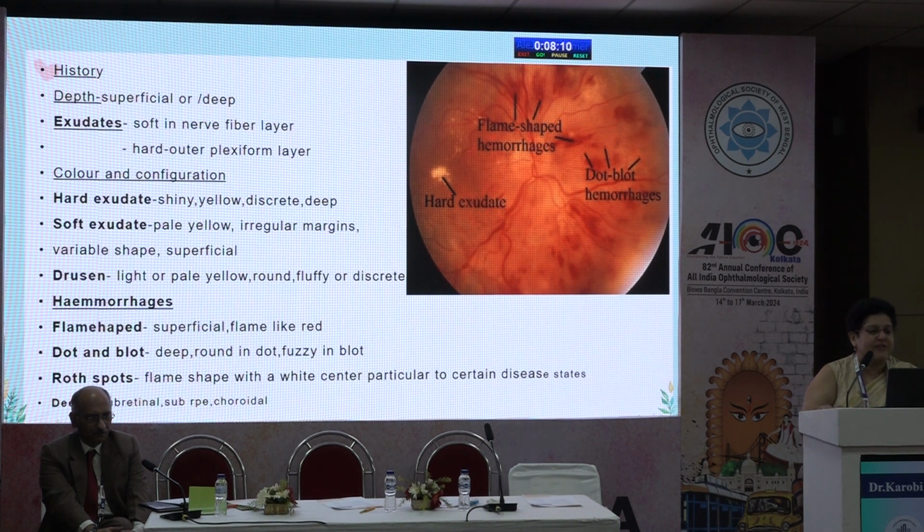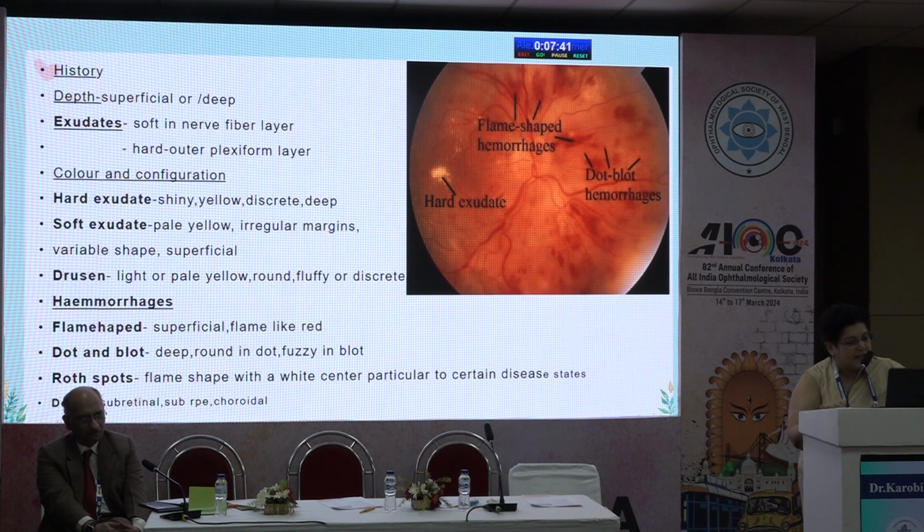If it is exudates, see whether it's a soft exudate, which is superficial in the nerve fiber layer, or in a deeper level, where it could be hard exudates in the outer plexiform layer. For color and configuration, you have very shiny yellow discrete hard exudates. Pale yellow with irregular margins and variable shape, superficial, are soft exudates. Light yellow, round, fluffy or discrete, at a little deeper level, could be drusen. Then come to hemorrhages.